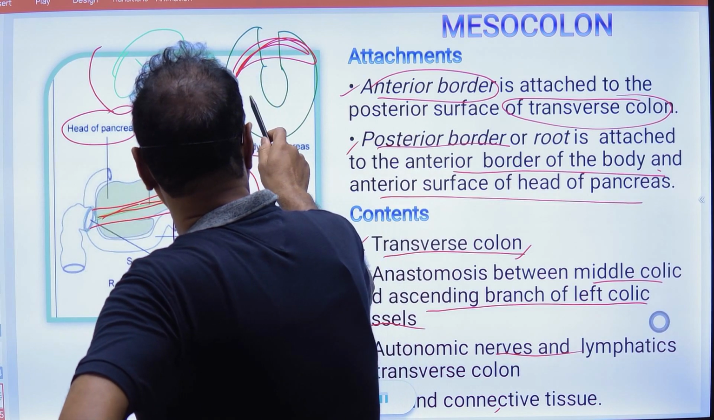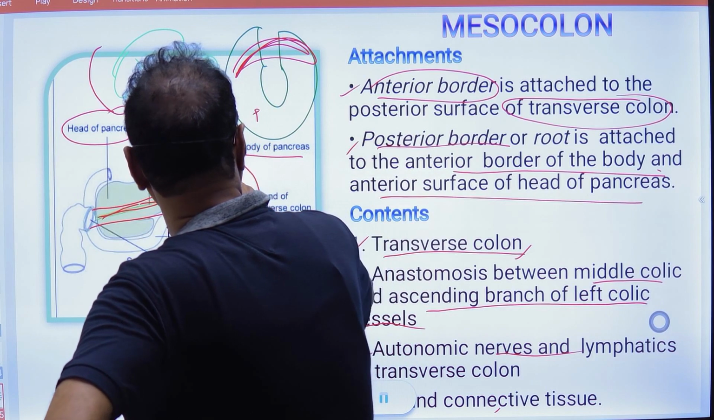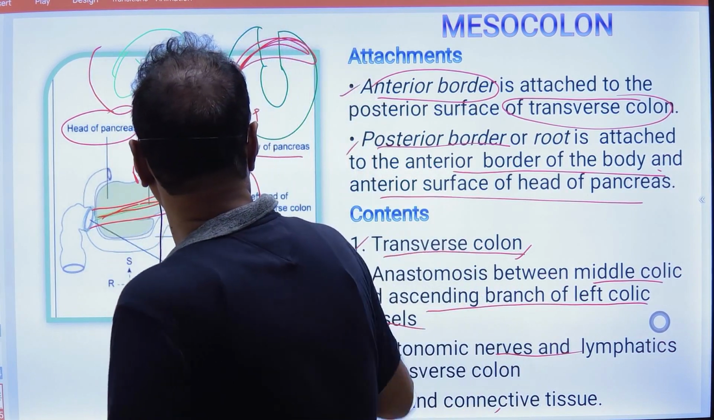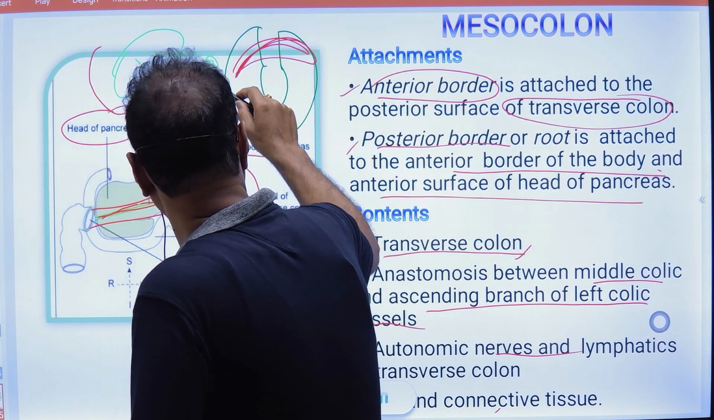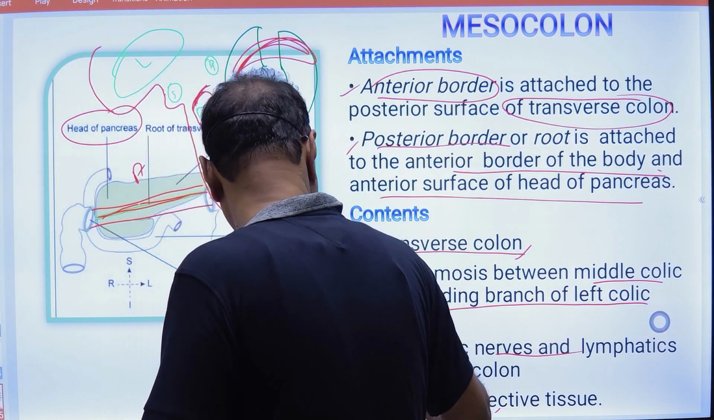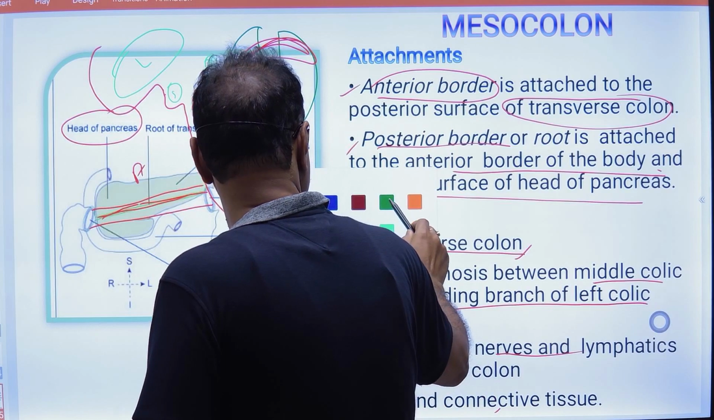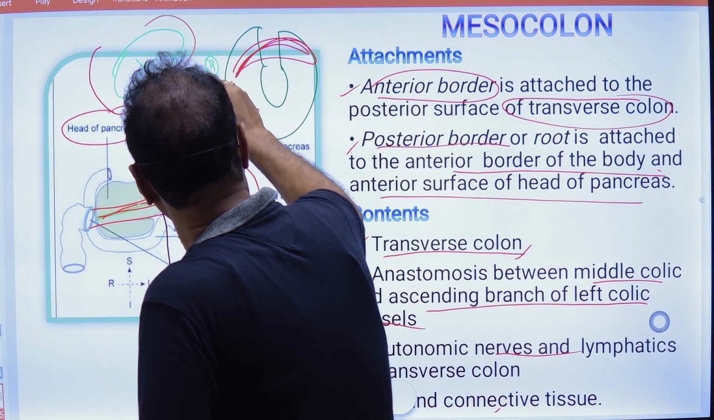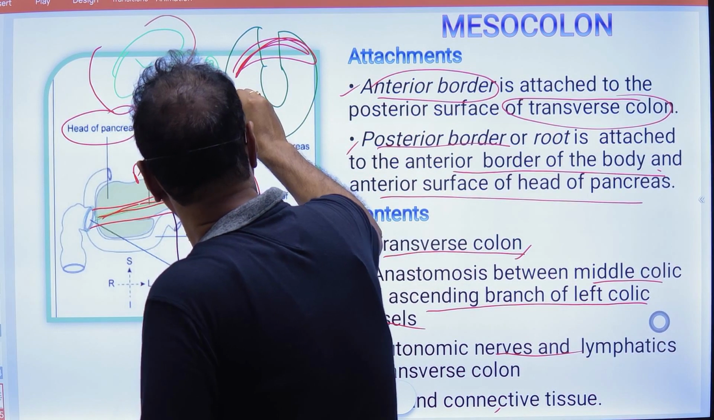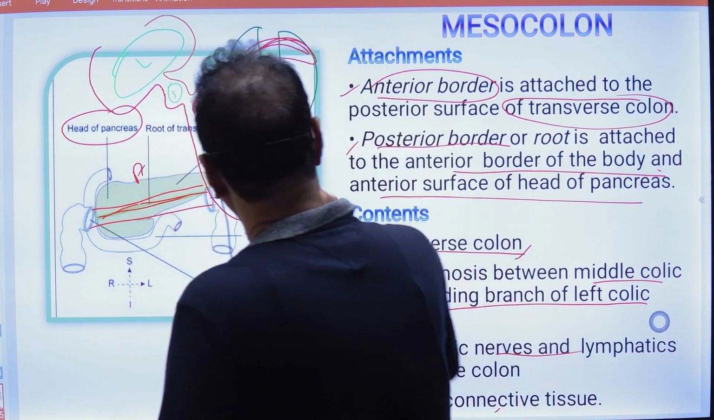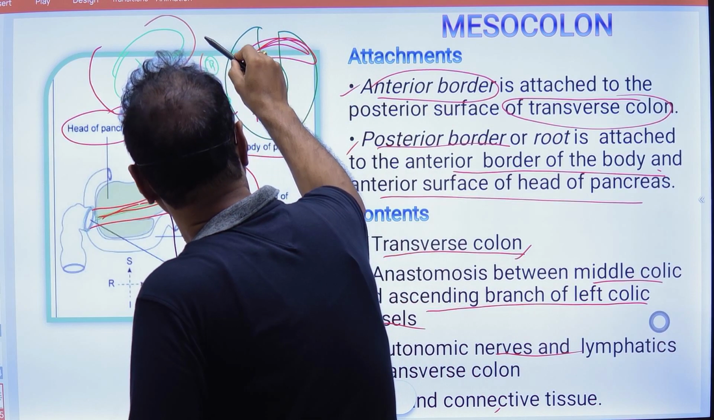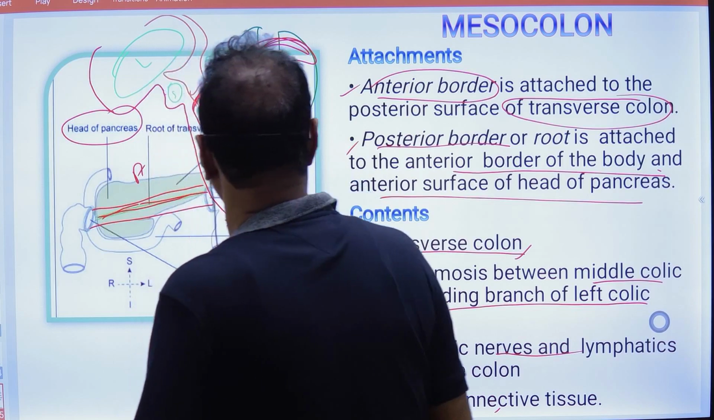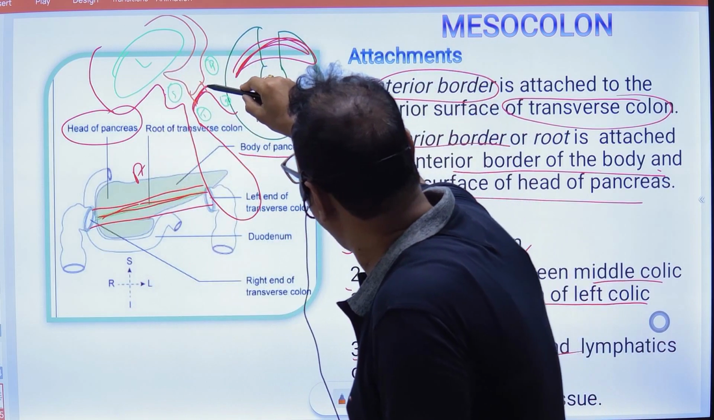The posterior one, and this is the anterior one. We have got the transverse mesocolon over here. The transverse mesocolon is being completed by the lesser omentum over here. So it is like this. This portion over here is the transverse mesocolon. This portion is only the transverse mesocolon.